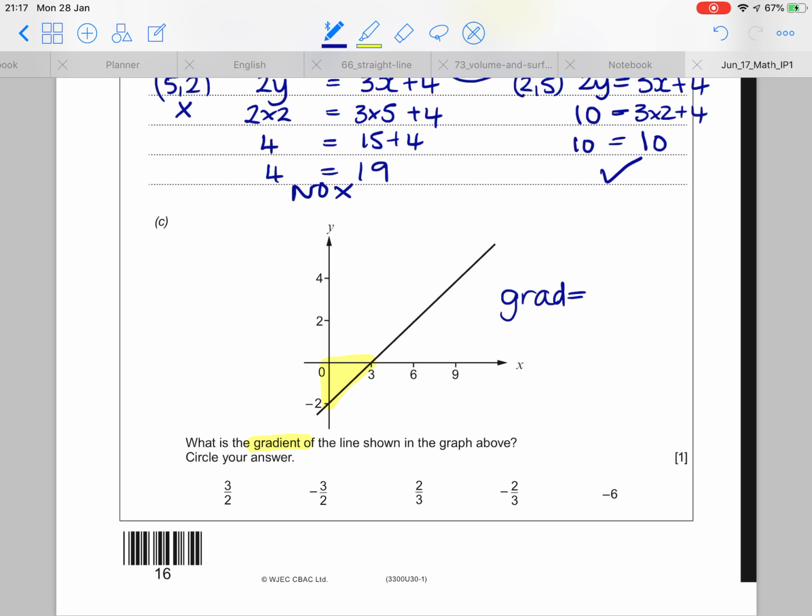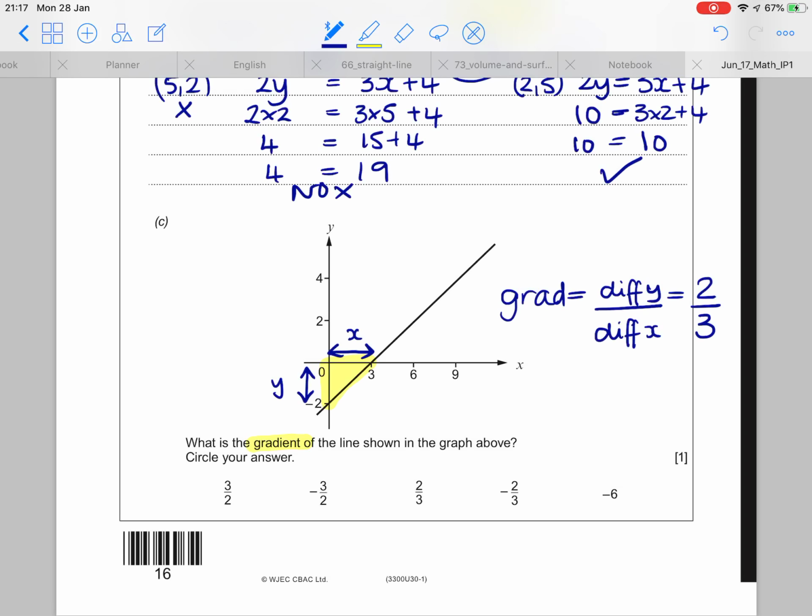So we need the difference in the y direction, and we need to divide it by the difference in the x direction. So if you have a look, this is the y direction here, and we have a difference of 2. And here is the x direction here, and we have a difference of 3.